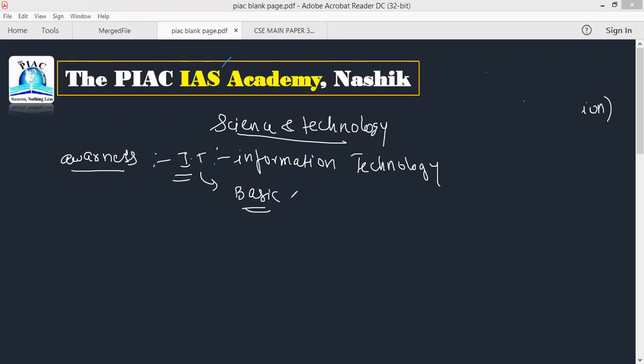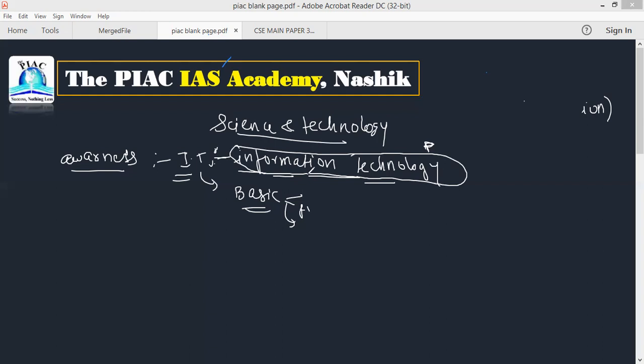Basic knowledge: what is information technology, how it is functioning, what are the important components of information technology, how it is impacting society at an individual level and at a mass level. There is a large amount of research and development going on in this field. Information technology has become part and parcel of our life also. This is an important topic, so UPSC has definitely included it in the syllabus.